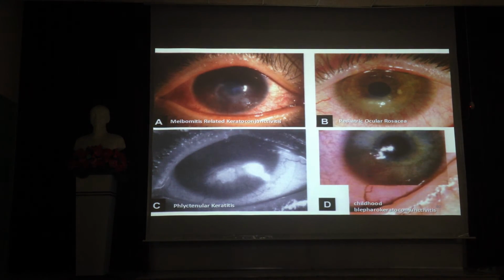So this is a picture I took from the literature. This is a pediatric ocular rosacea with linear keratitis in childhood, red keratitis. This is a meibomian related keratitis. Almost the same. So when you see these kind of ocular surface manifestations, please look at the lid margin, especially the superior lid margin. And if you see some kind of meibomitis, please use, I think, at least antibiotics or antimicrobial agents systemically.